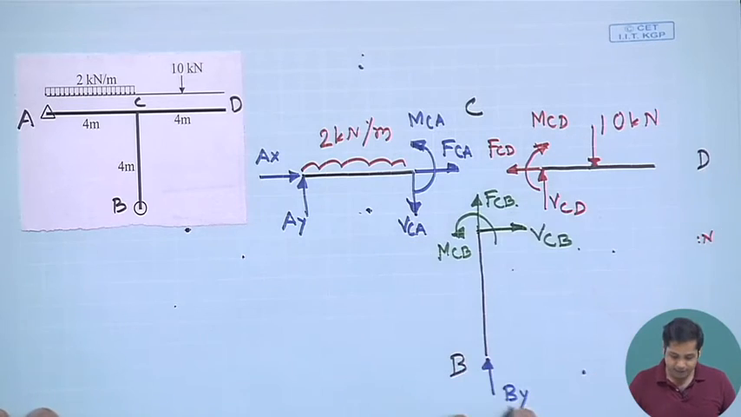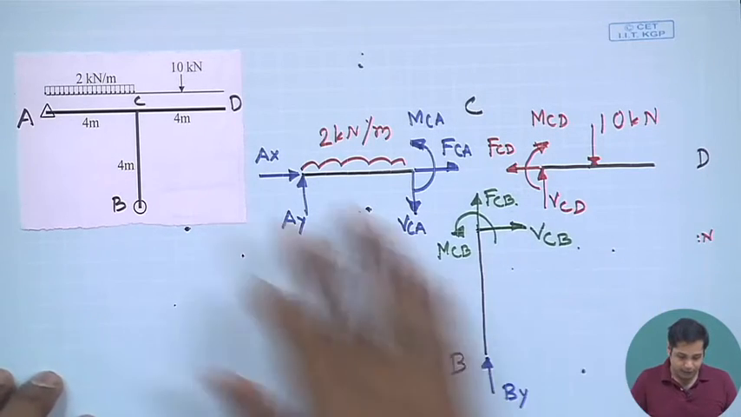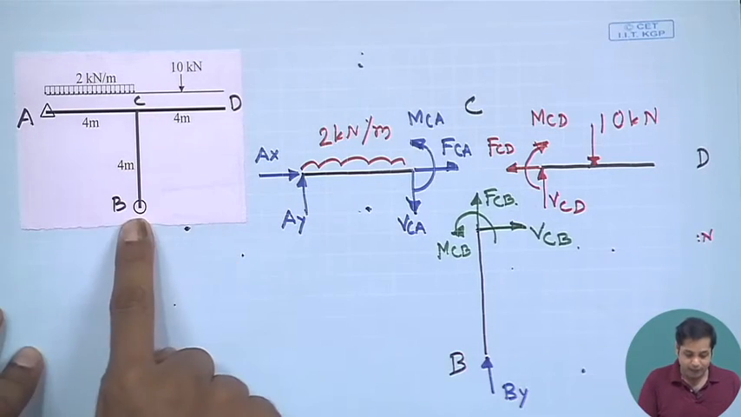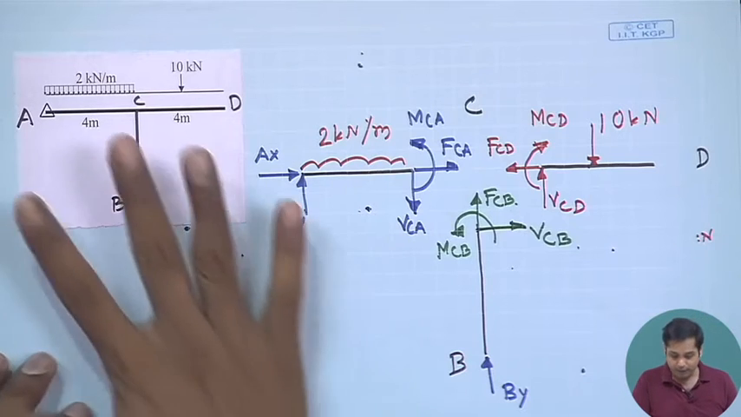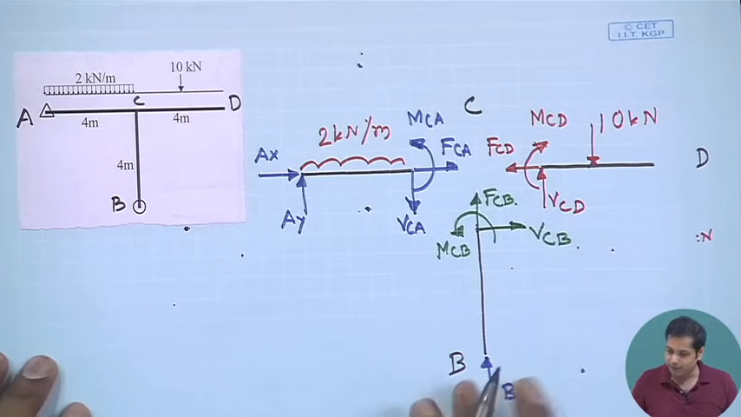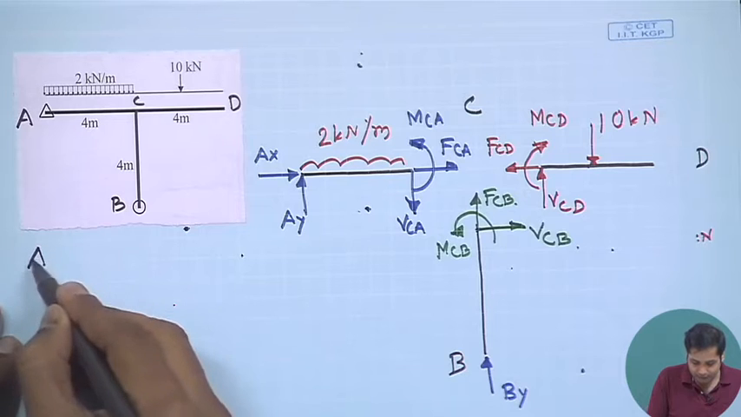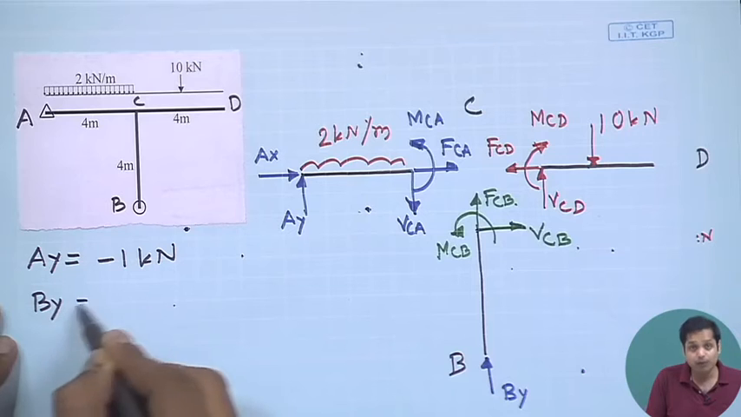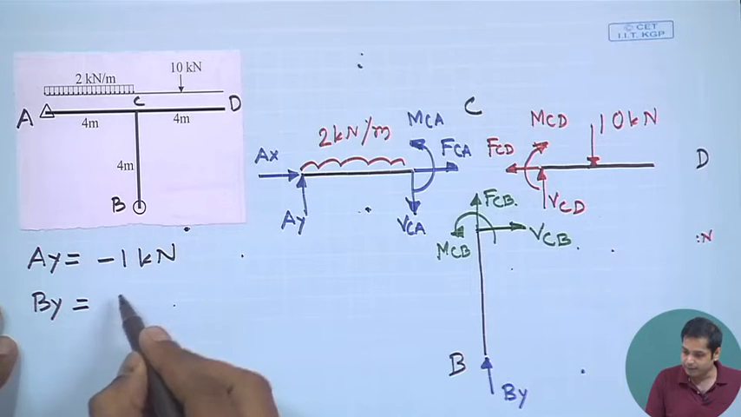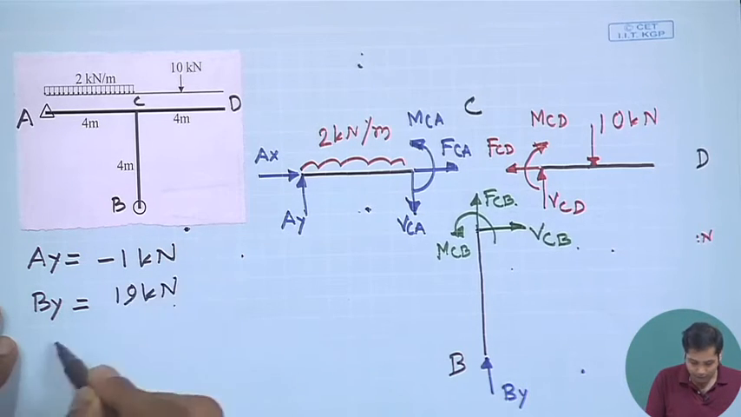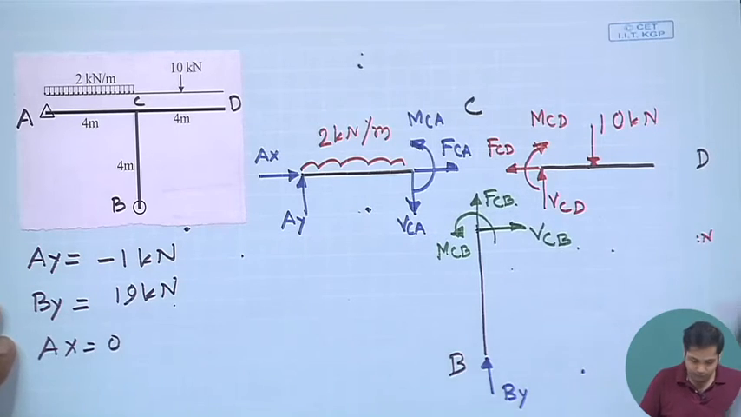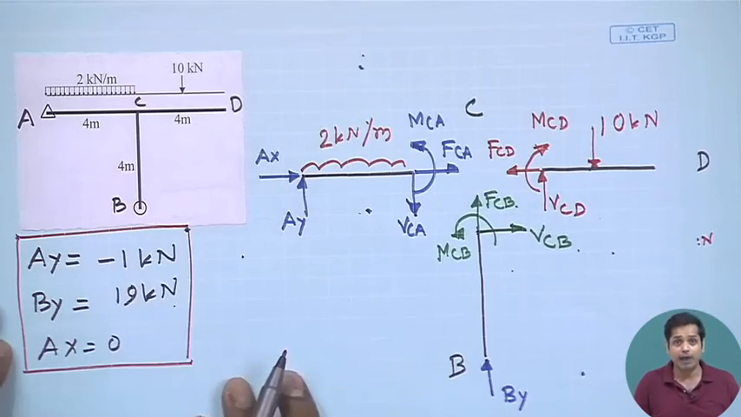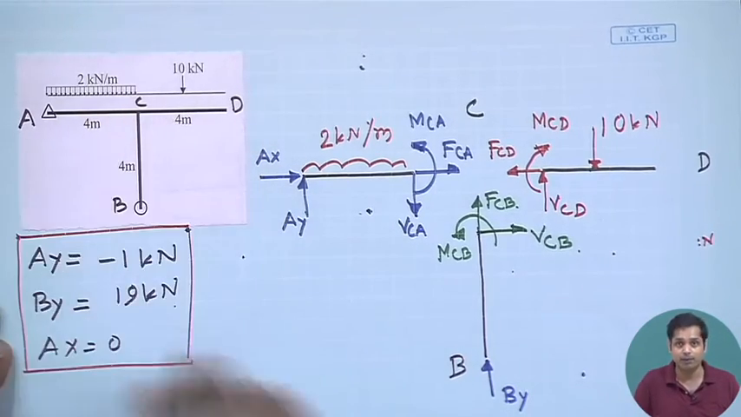Now why is it important? First, you can draw the free body diagram of the entire structure and calculate the support reactions. If we calculate the support reactions, they are like this: AY is equal to -1, BY is equal to 19, and AX is equal to 0. You know how to determine this just by drawing the free body diagram of the entire structure and applying the equilibrium condition.